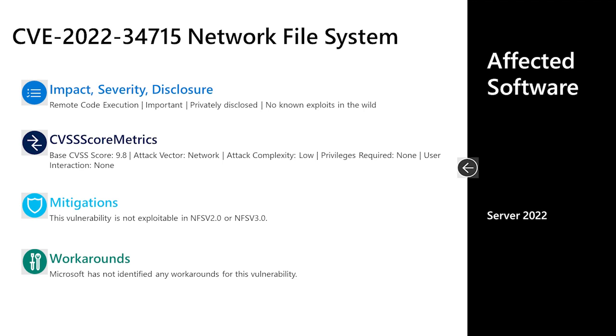So if for whatever reason you have 4.1 turned off in your environment, you would not be affected by this vulnerability. But that's not a great mitigation, because a lot of you out there are using 4.1 or all of the versions. No known workarounds have been documented for this vulnerability. As far as affected software, it's only Server 2022. It's not the older versions of Server, and it's not applicable to desktop versions.